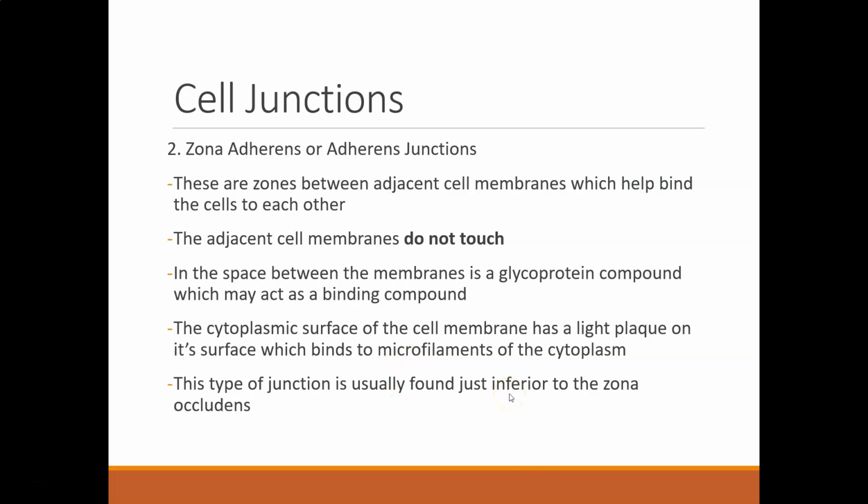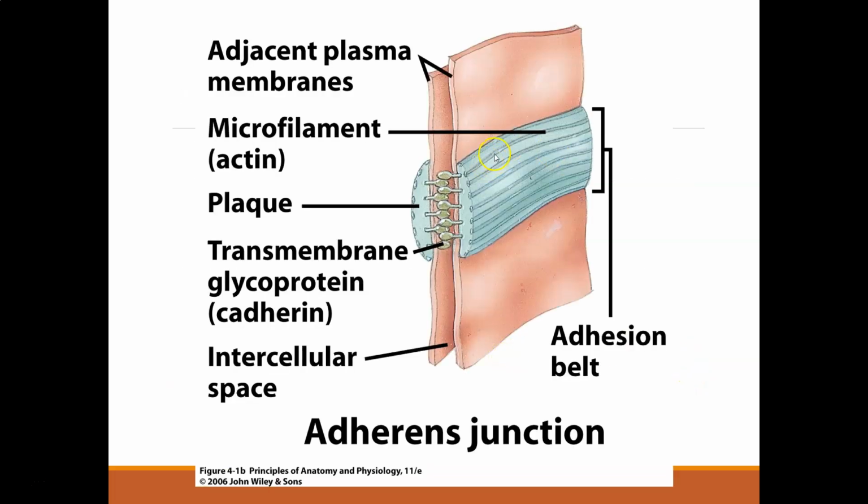On the cytoplasmic surface, so on the inside of the cell membrane, there is a light plaque on the surface, and it binds to microfilaments of the cytoplasm. So you can see here, it's almost like a toothpaste, if you want to call it that, the kind of lines here. And you can see that it is strengthened by embedding microfilaments within this protein paste, okay? This is known as an adhesion belt.